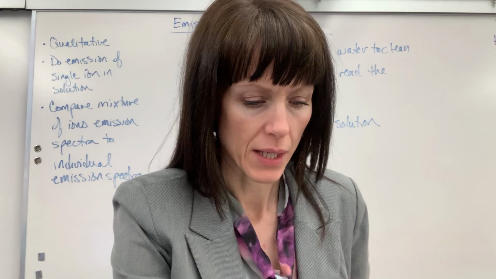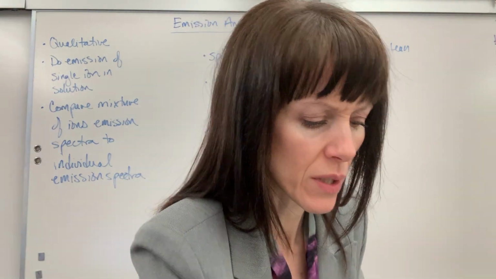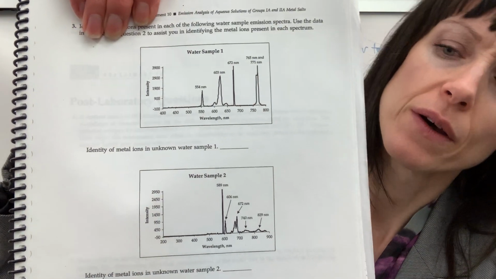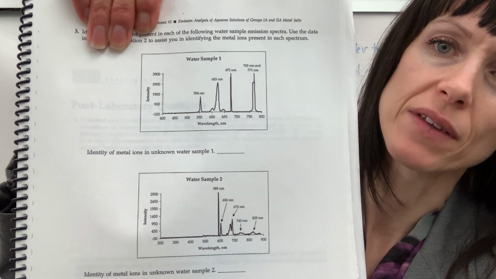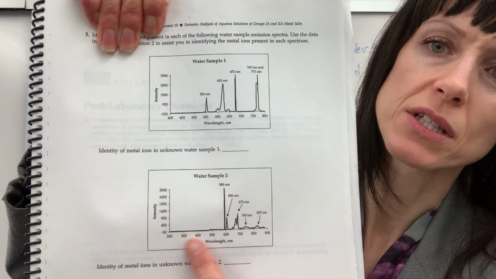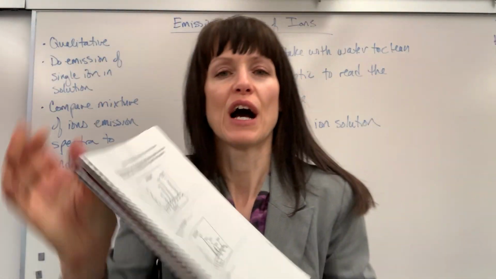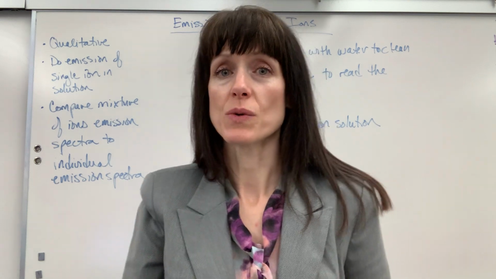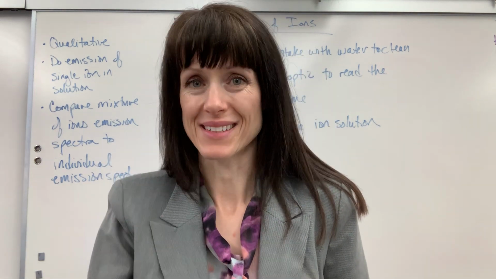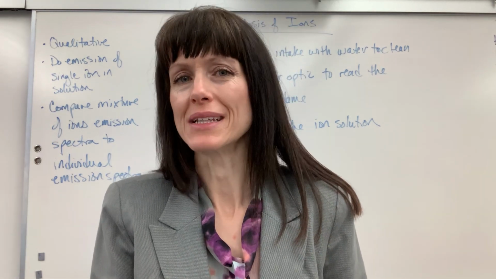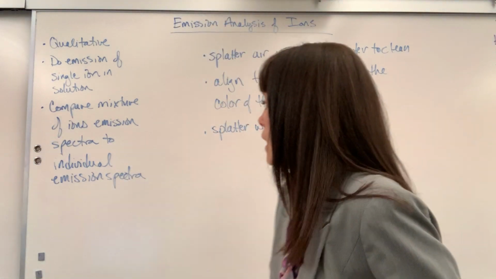Let me give you an example of this. So here would be two examples of mixtures. Look at all of the emission spectra inside of there. This would be one mixture, this would be a second mixture, and you can see all the different little lines indicating different ions. Now, some ions will have multiple peaks, okay? They're going to have multiple wavelengths. Sodium's an easy one because it just has one.